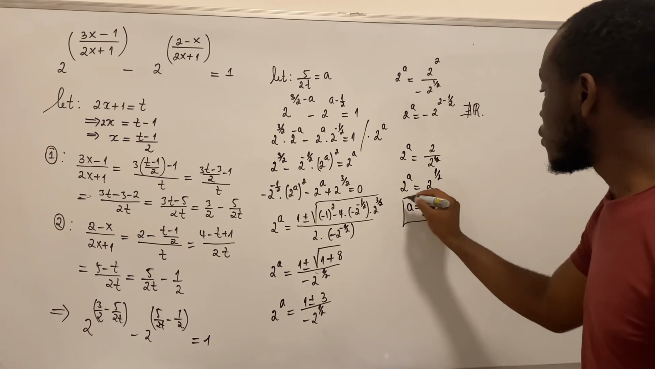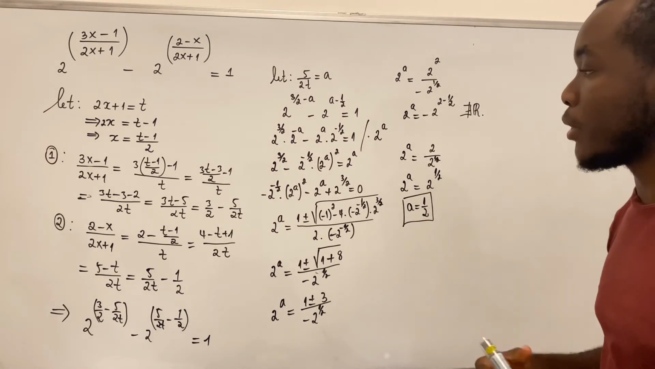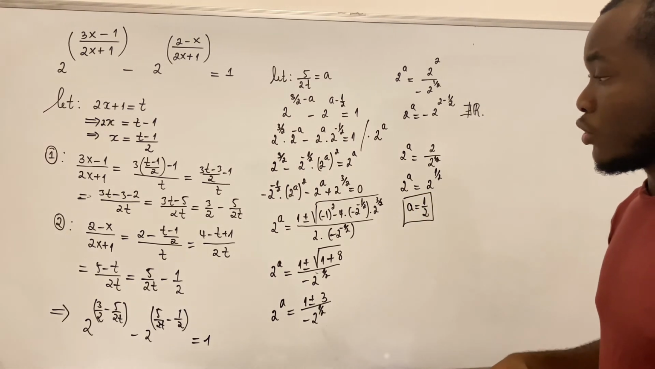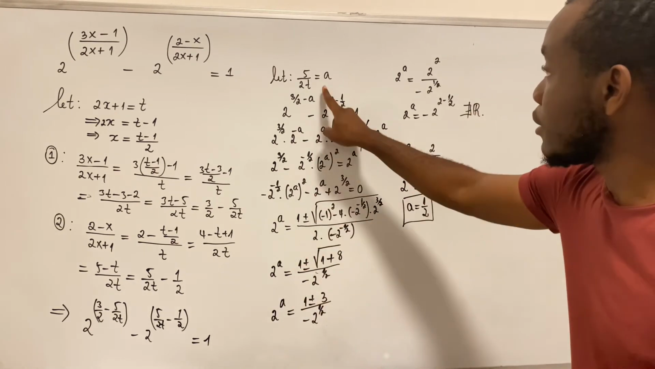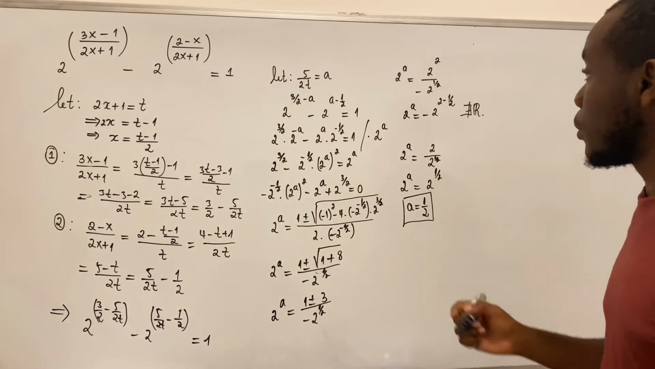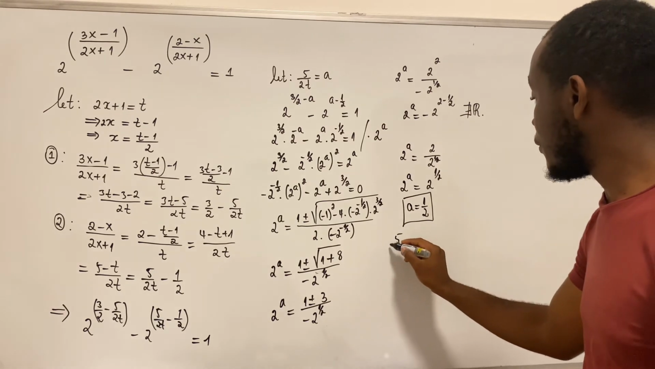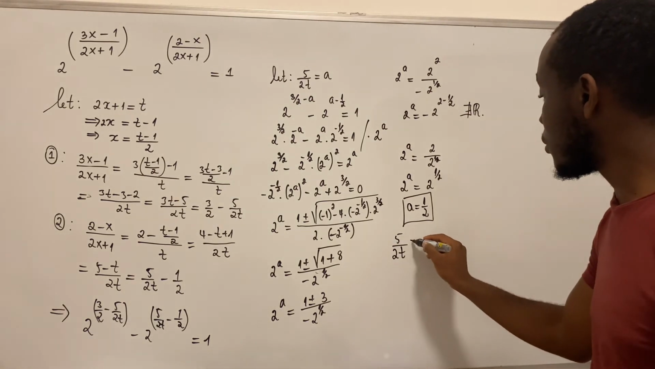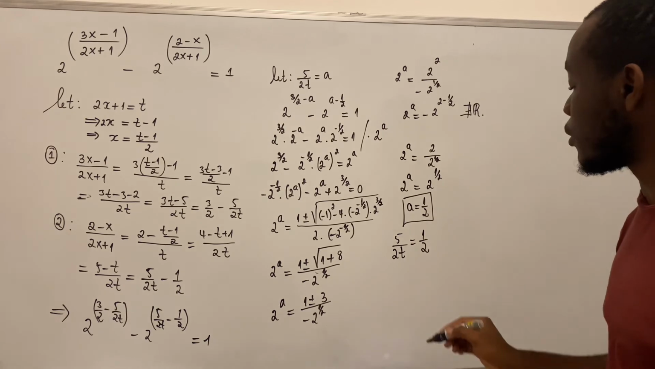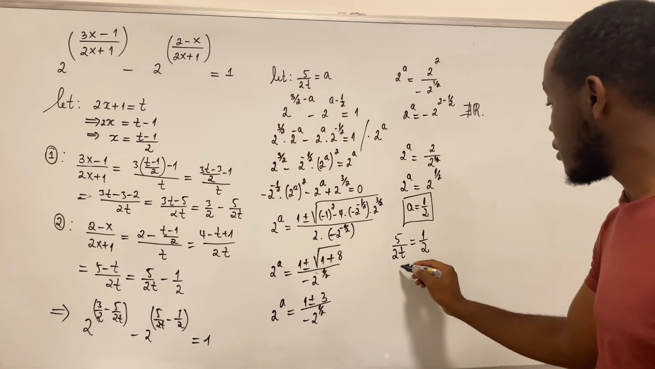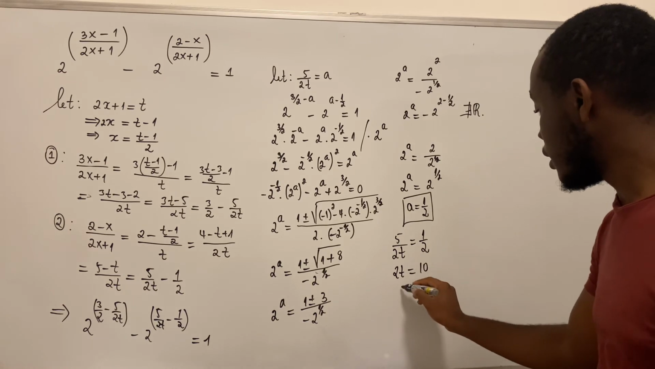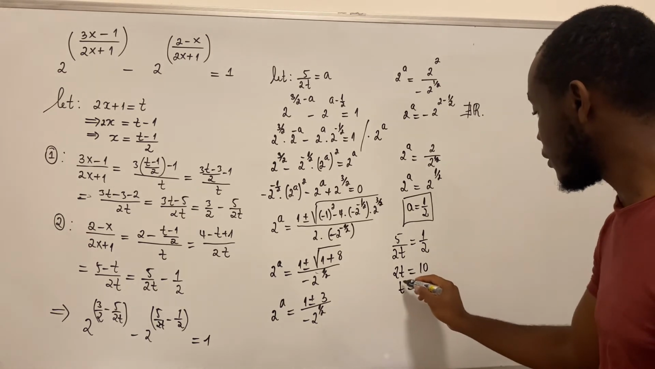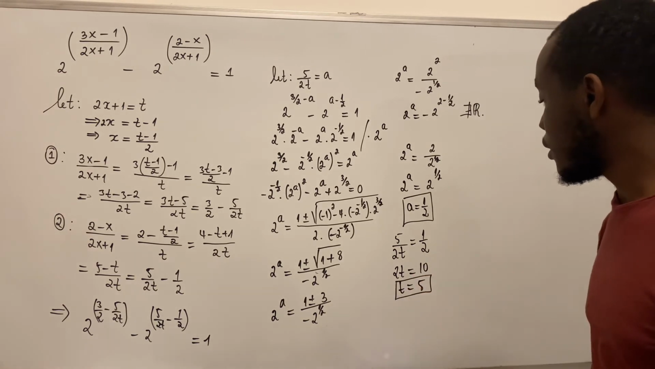All right. So if a is equal to 1/2, then what's the value of t? We can just go here where we let, which is here. We will have that 5/(2t) will be equal to 1/2, because a is 1/2. Then that means 2t is going to be equal to 10. Then t is going to be equal to 5.